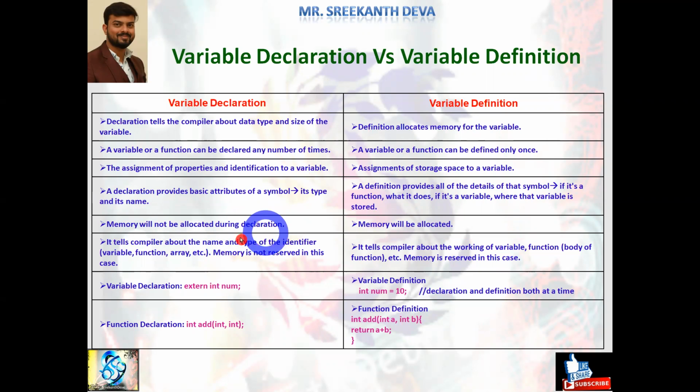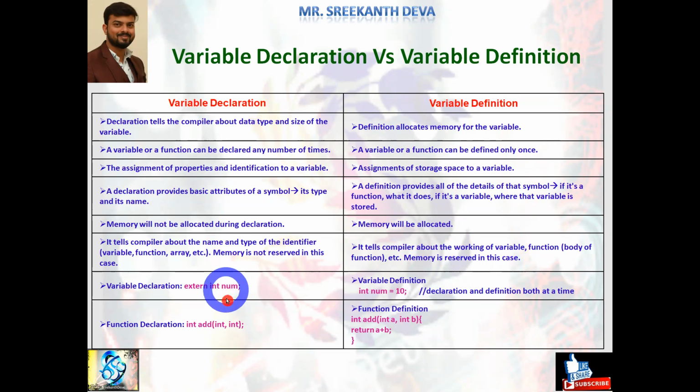Memory will not be allocated during the variable declaration. Memory will be allocated in a variable definition. In the variable declaration, it tells the compiler about the name and type of the identifier, like a variable, function, array, and so on. Memory is not reserved in this case. But in the variable definition, it tells the compiler about the working of the variable, function, or function body. Memory is reserved in this case.